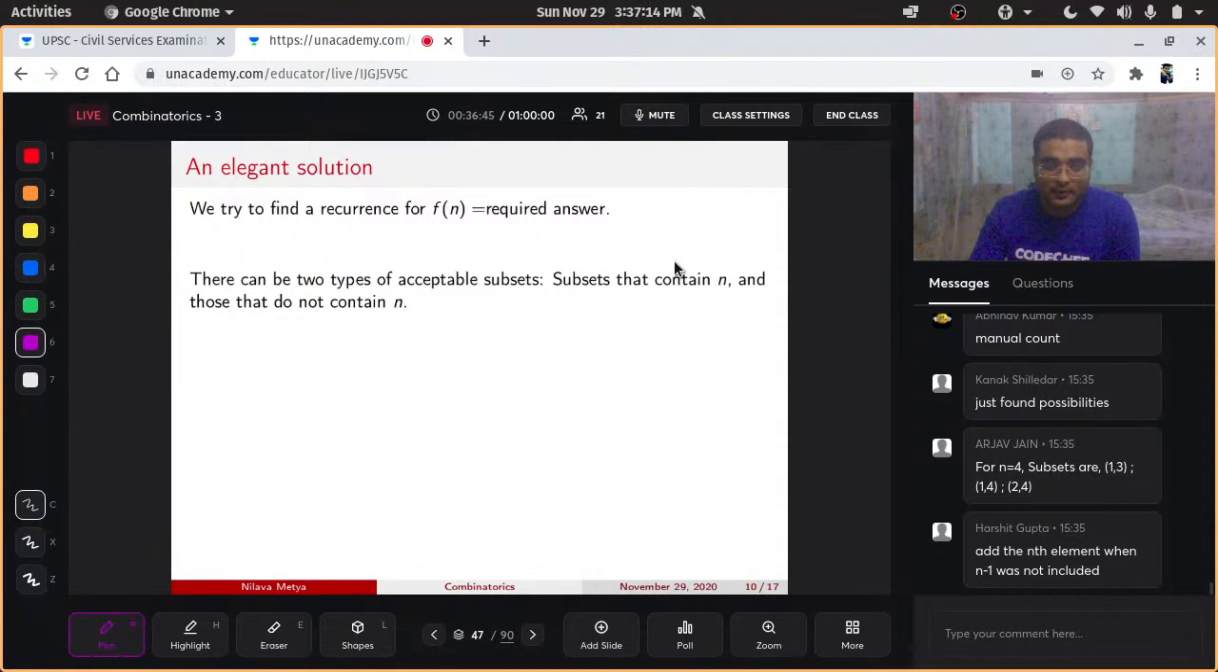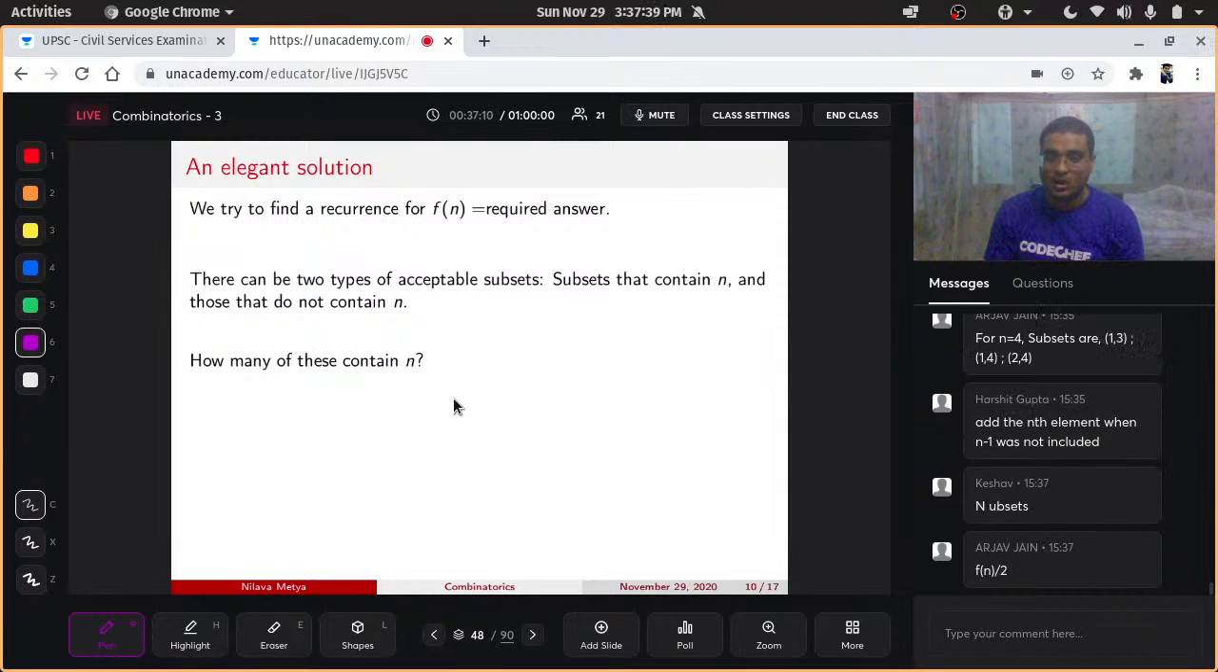If they contain n, how many of them are there? Tell me in terms of f of something. Tell me that f of something plus f of something into something, like this. Tell me how many subsets contain n in them. Okay, someone has said f of n by 2.